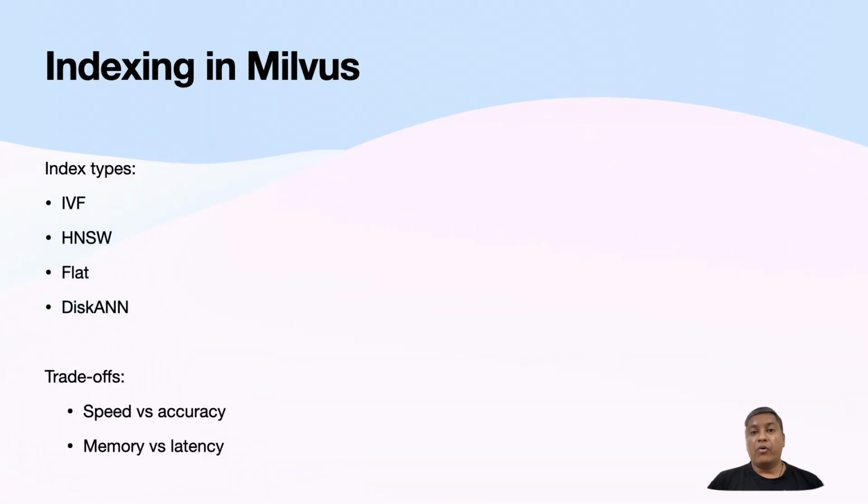Indexes are one of the most important concepts in vector databases. Different indexes offer different trade-offs. Some are extremely fast but use more memory. Others are slower but more memory efficient. Choose the right index depending entirely on your use case.